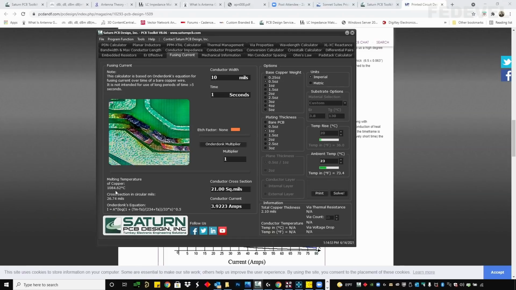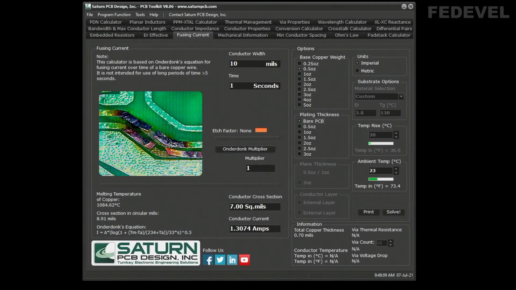It has the melting temperature of copper, and I put this in here because the formula works off the circular mil, not the conductor cross section. So I have to convert the conductor cross section to circular mils, which is some multiplier that I just don't remember off the top of my head.